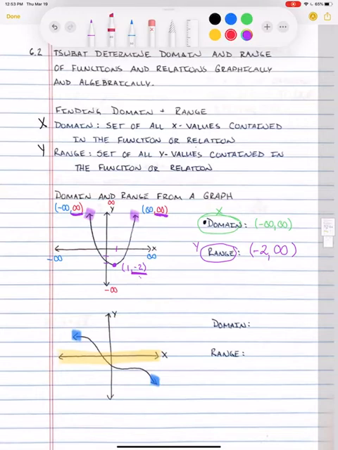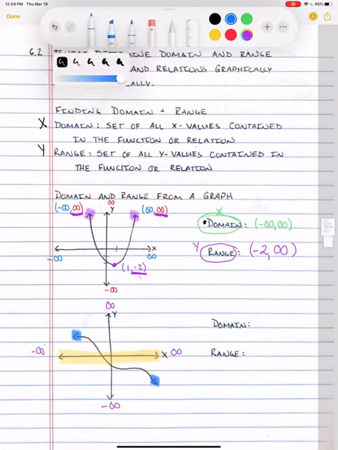Remember that for x, our x-axis goes from negative infinity on the left to positive infinity on the right. And our y value, our y-axis, goes from positive infinity up top to negative infinity at the bottom. So we're just looking for the coordinate of this arrow to start.